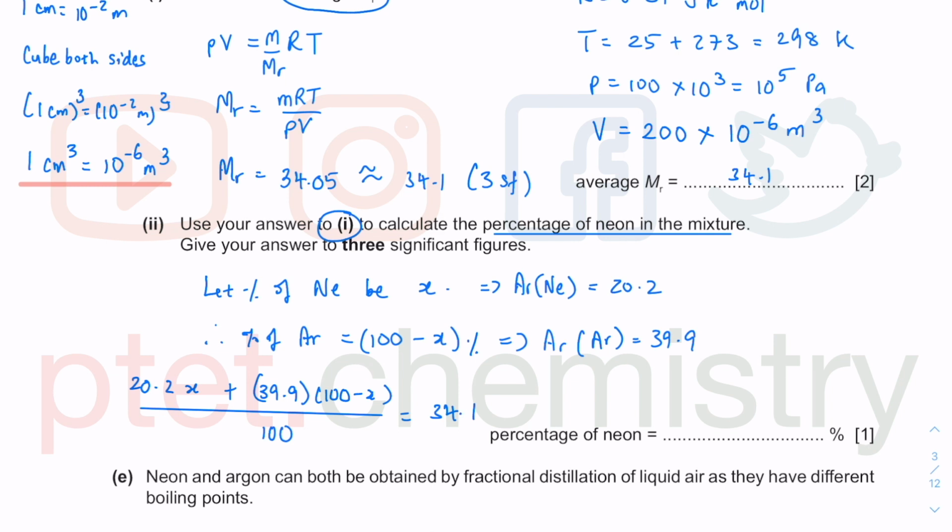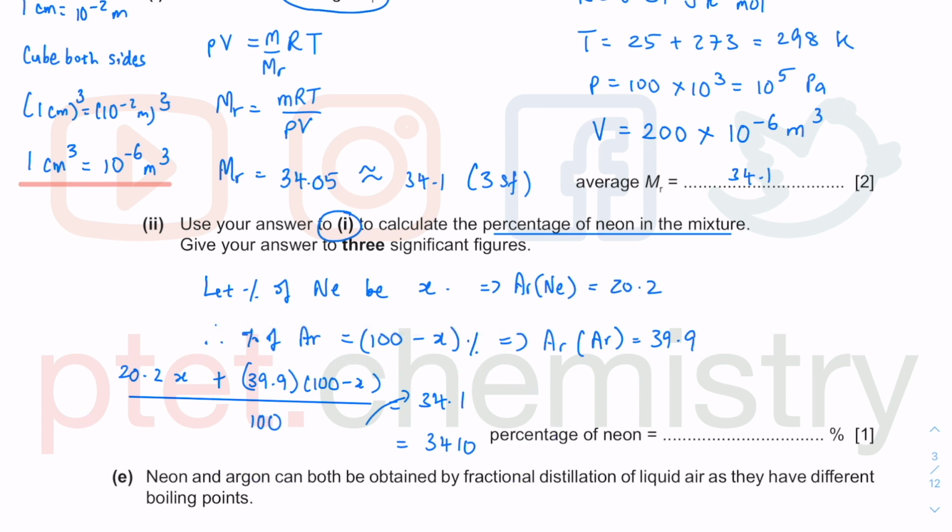So based on that, I'm going to move the 100 to the top. I'm going to get 3410. And I can evaluate the left hand side: 20.2x plus 39.9 times 100, that is 3990. So I have just expanded the bracket there.